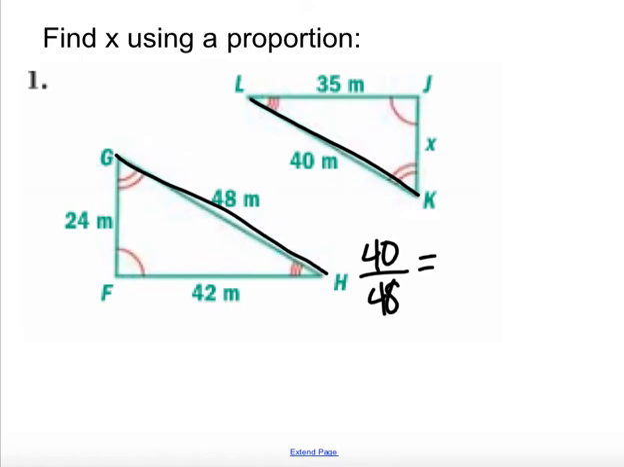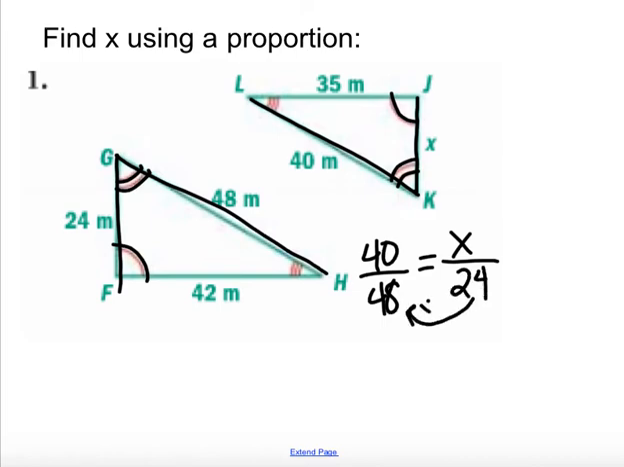Now, since I started with 40, I'm going to put x on top, and let's see which one it corresponds to. Well, JK is going from this angle to this one, so I need to go from this angle to my 2's. So I'm looking at the 24. Well, 24 times 2 is 48, so something times 2 is 40. So x equals 20.